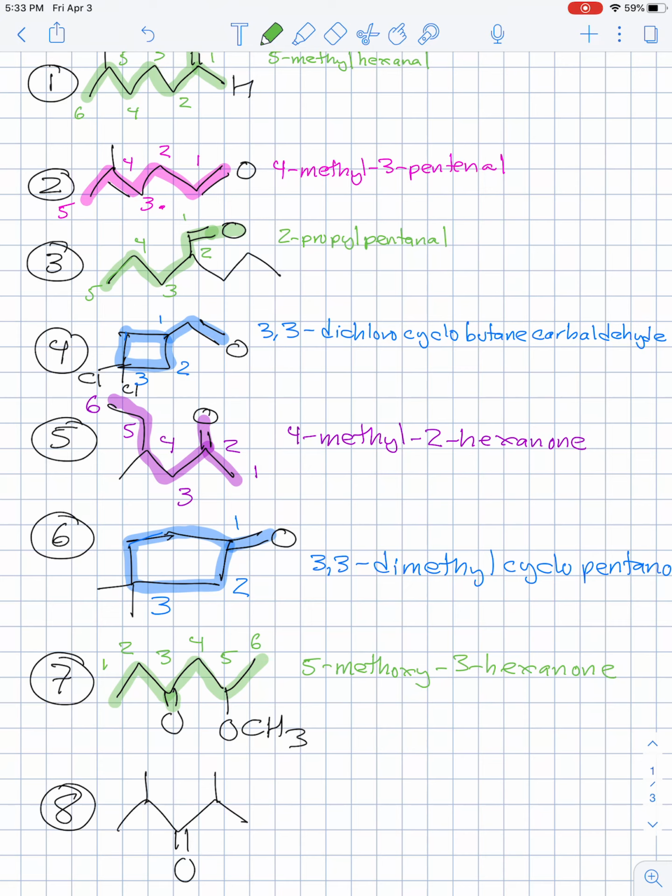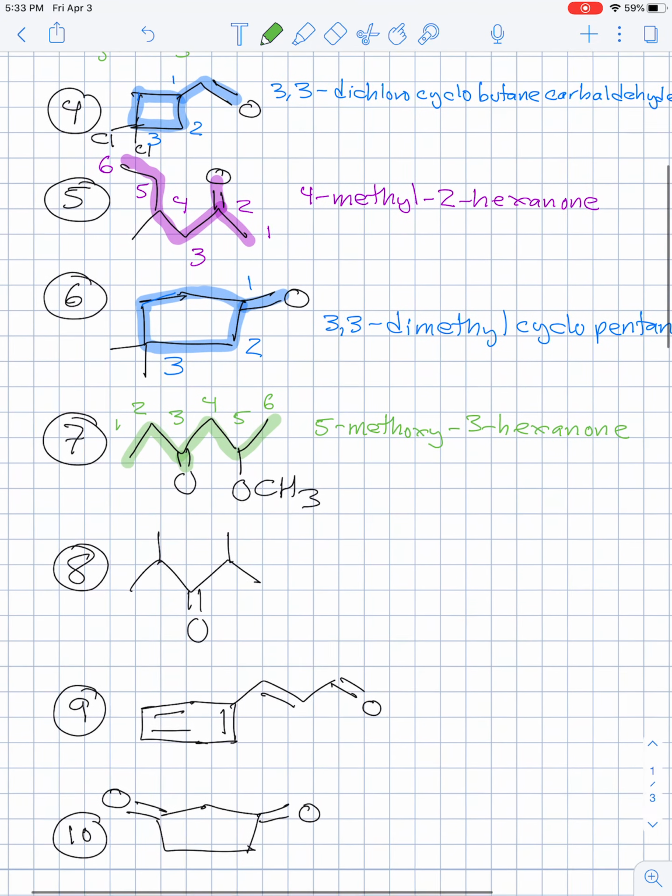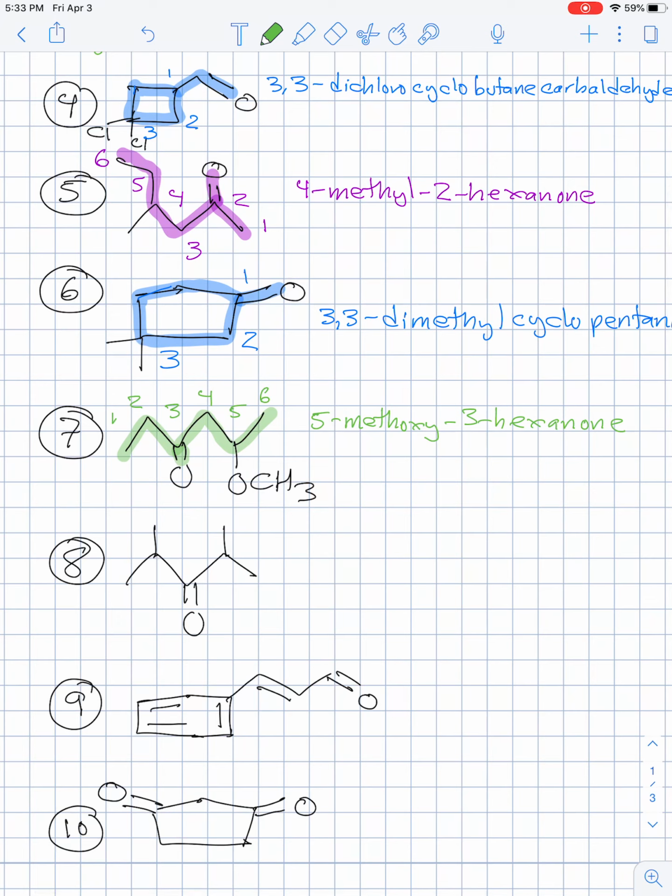And in several of these examples that have chiral carbons, I haven't specified the configuration of the chiral carbon in my structure, which means you wouldn't need to include it in your name. That would include number 4 and number 5 and also this one because of the configuration of the methoxy.